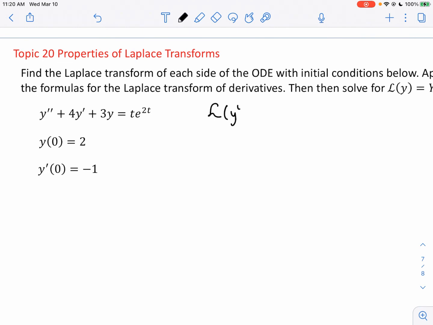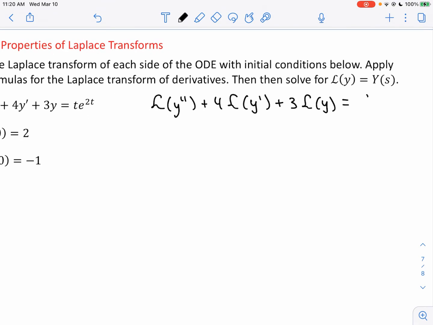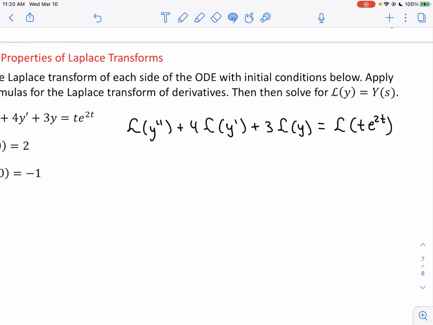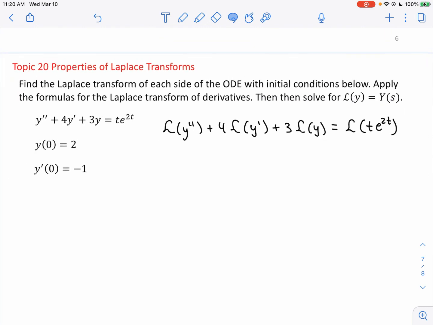So we have a Laplace transform of y double prime plus 4 times a Laplace transform of just y prime plus 3 times a Laplace transform of just y equals, and then we have to do a Laplace transform of t e to the 2t. Okay, so we Laplace transform both sides and use the linearity property, effectively distributing the Laplace transform.